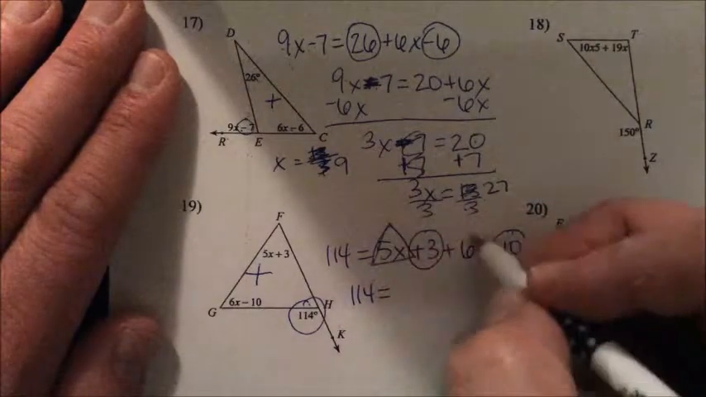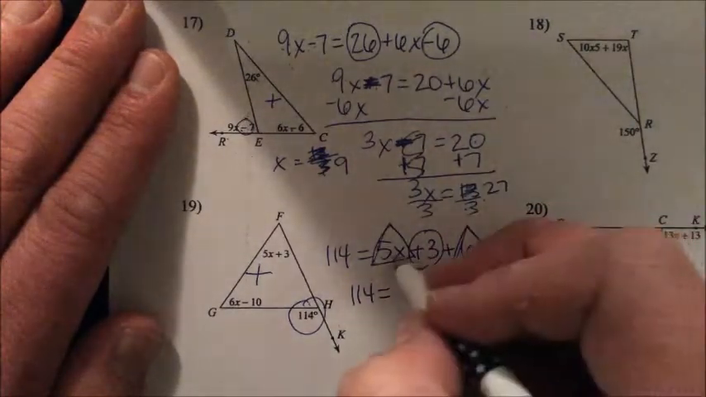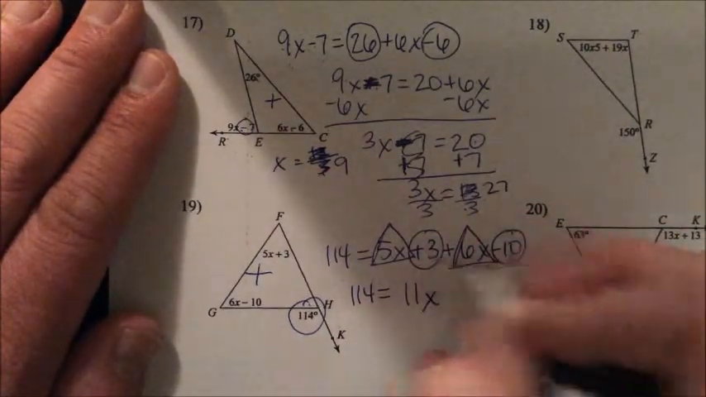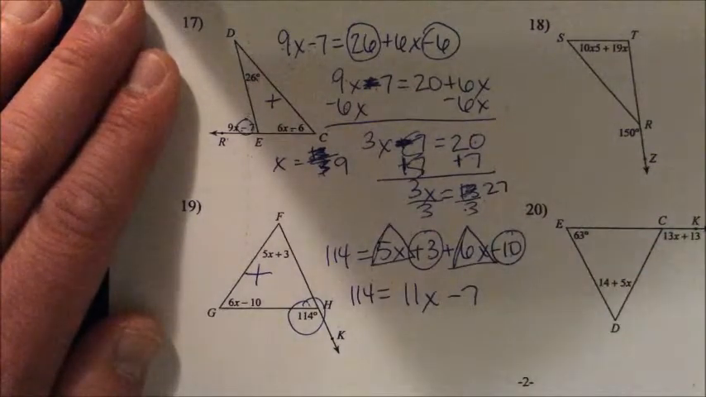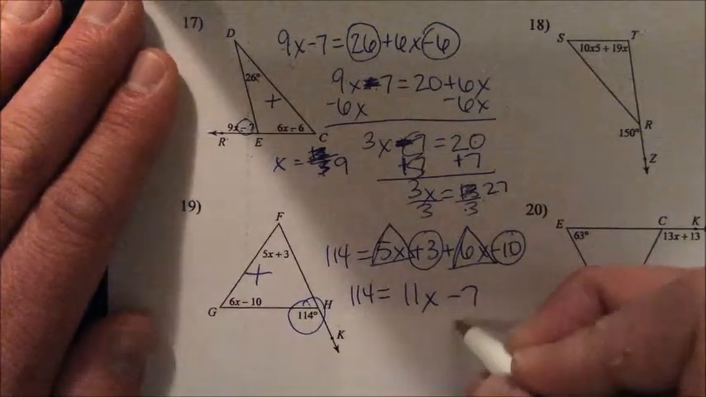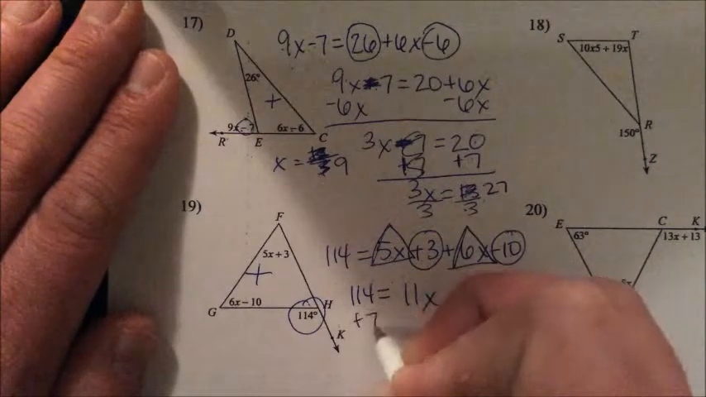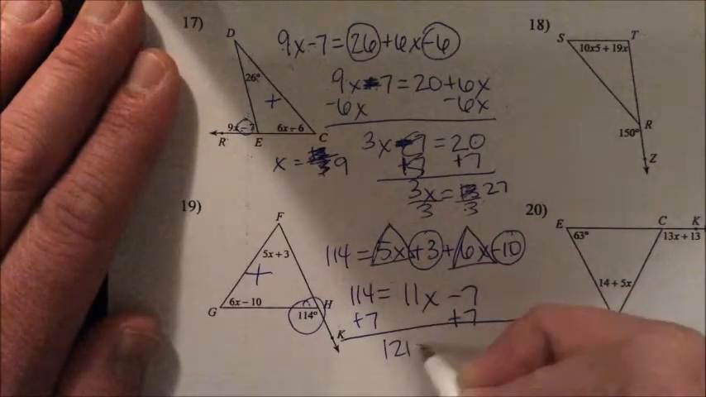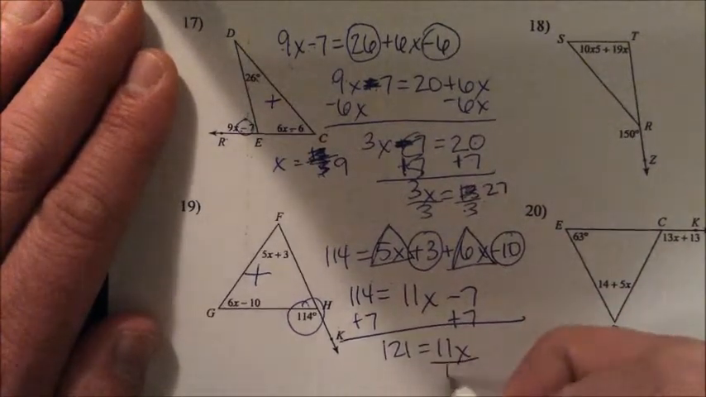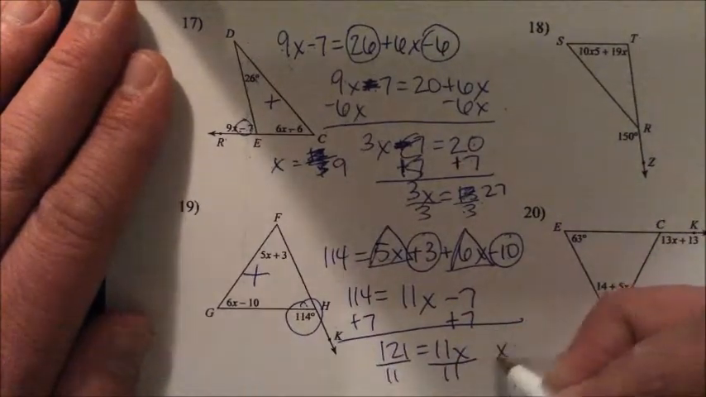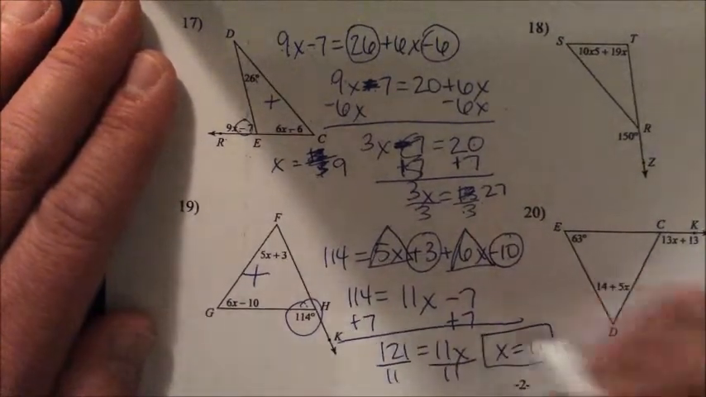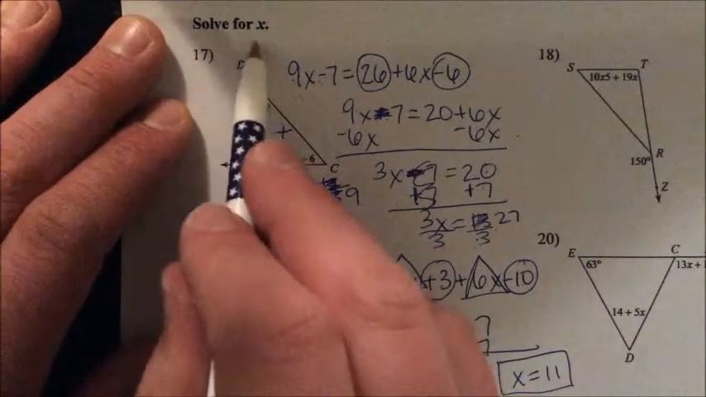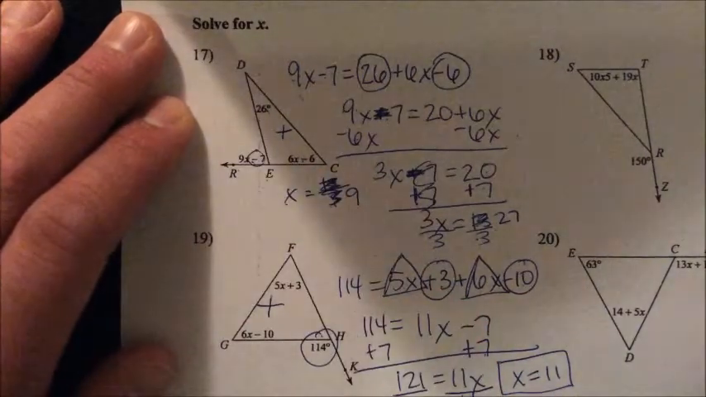Let's take a peek. I can combine those and those. 5x plus 6x is 11x. 3 minus 10 is negative 7. I'm not going to make this mistake again. Add 7 to both sides. 121 equals 11x. Divide by 11. x equals 11. And again, we've solved for x in both of these because we're looking for x in our directions.